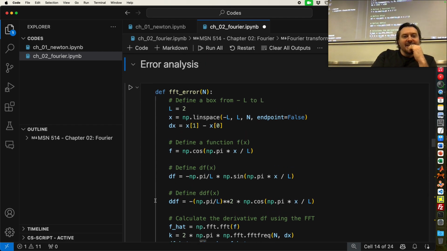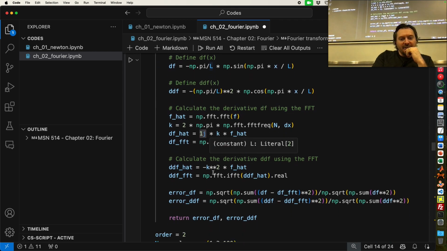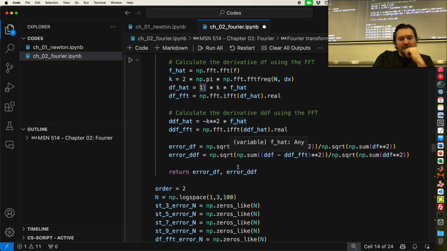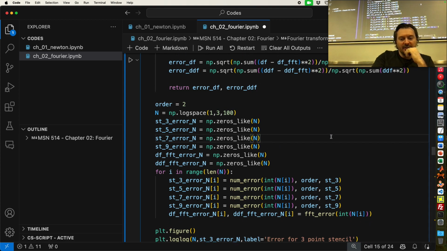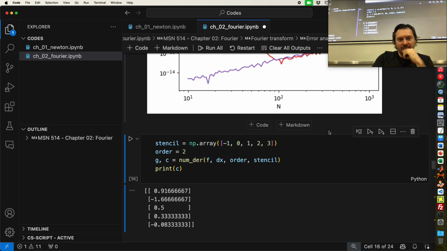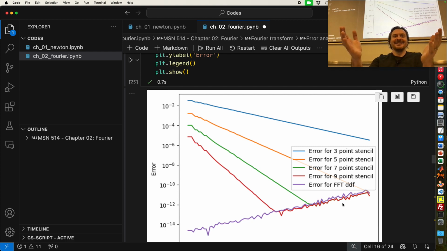Okay. FFT error. Let's look at the FFT error. So same kind of story. We are doing the first order, second order, stencils and whatnot, and we are plotting them together. And we are encountering that line. It turns out that that line was the error that you get when you do FFT. So, are you happy? Yes?